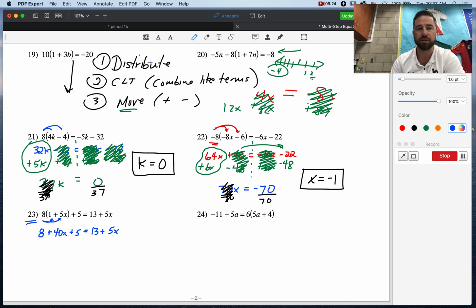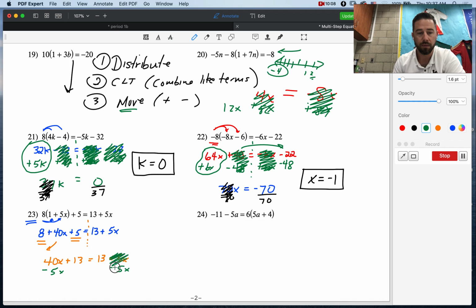And what's nice now is we distributed, but now we actually have the opportunity to combine like terms. I'm going to show you why. Look over here on the left. We've got 3 things. I can combine an 8 and I can combine a 5, which means this guy's going to drop down and just stay 40x. And 8 and 5 I think is plus 13 equals 13 plus 5x. The first thing I move is the variables, right? I move the variables and I move the what? The smaller variable. What's smaller, 40 or 5? 5, obviously. So I'm going to move this variable.